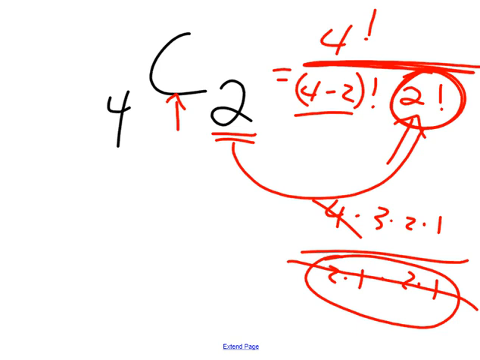Want to see the 6 combos? That's one combo. Notice I'm not going to have to rearrange them. This is another combo. Okay, here's the third combo. Then there's this combo for 5, 6. See? There's the 6 combos.